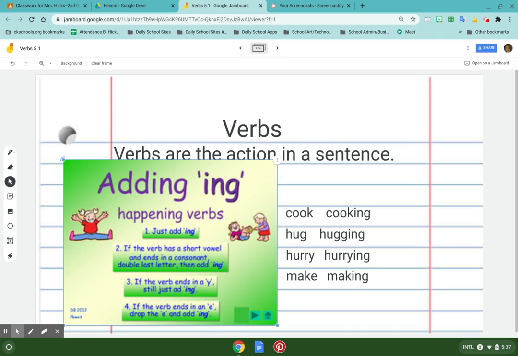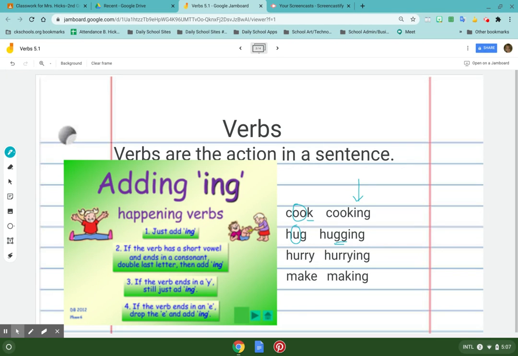If a verb just ends in a letter like this, you're just going to add the suffix ing. I'm going to cook dinner. I am cooking dinner. Did you see how it changed time? Now if the verb has a short vowel and ends in a consonant, this one is different than this one because this makes a short U sound, hug. So did you notice that I double the consonant and add ing?